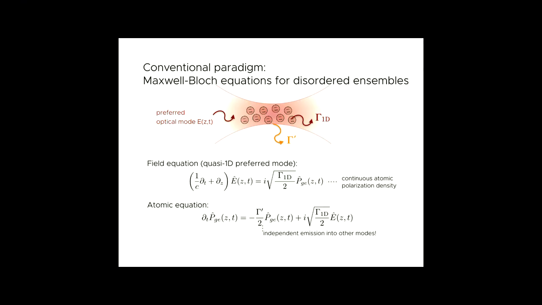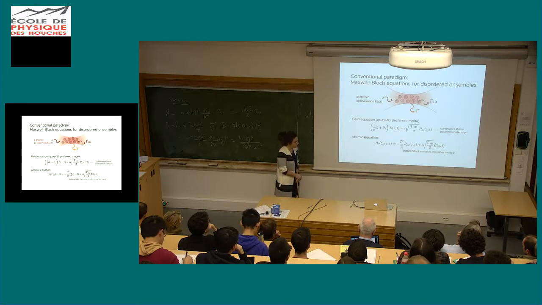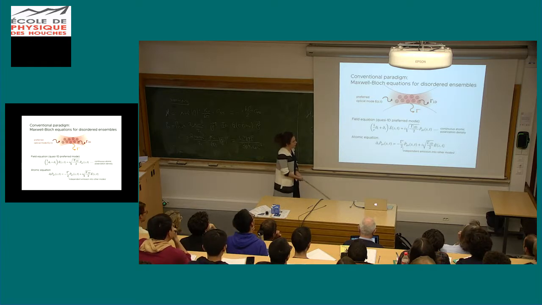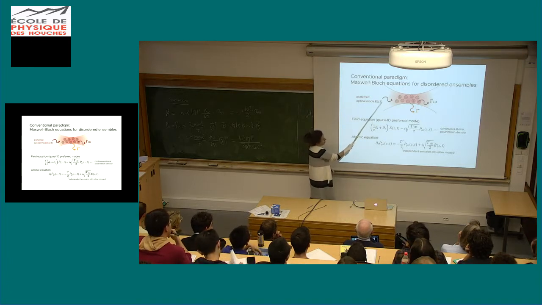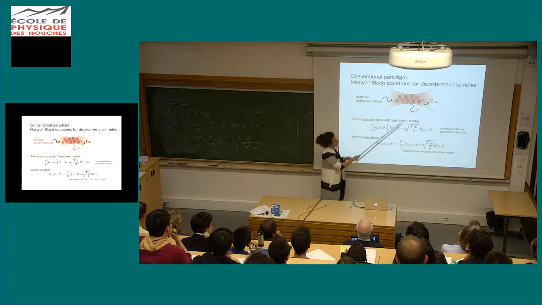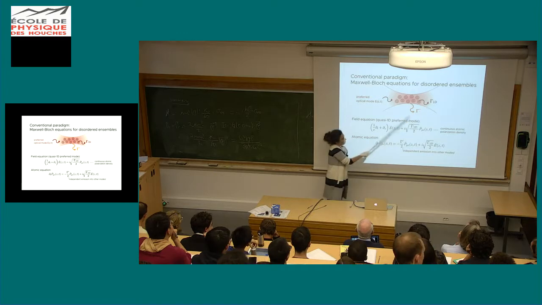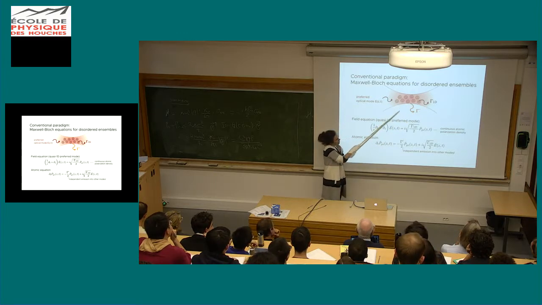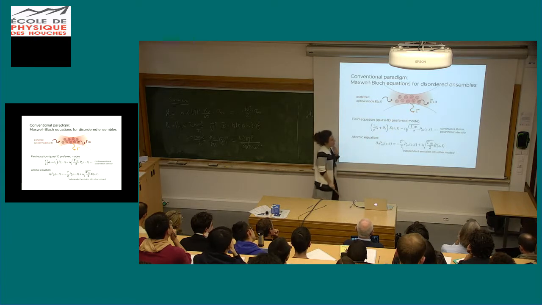So I wanted to add a slide of maybe the history of how people describe atoms interacting with light. Some people, of course, have used Green's functions for a long time, but another typical model is that of the Maxwell-Bloch equations. So you have a disordered ensemble, and you send light, and this light is in some preferred optical mode. You assume that the atoms interact with this mode at a rate gamma 1d, but then the emission into other field modes that are not this preferred one is done at a rate gamma prime.